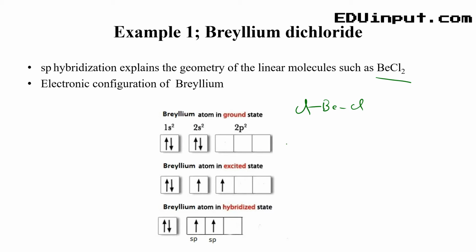For example, this is the ground state electronic configuration of beryllium atom, and this is the excited state. We can see that there are two electrons in the s orbital. One of the electrons is jumped into the p orbital, which we call the excited state electronic configuration of beryllium atom. And now these two half-filled orbitals combine to give these two sp hybridized orbitals. The conditions are satisfied as one s orbital and one p orbital is participating in this process.